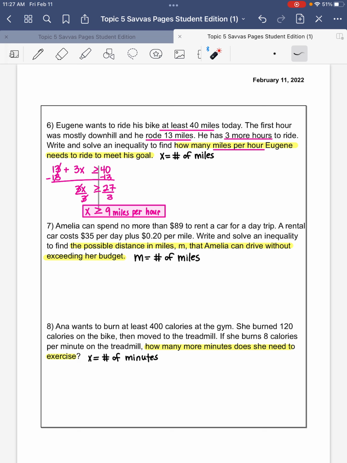So what else is important information? Well, she can spend no more than $89. Can she spend $92? Nope. Can she spend exactly $89? Yes. Can she spend less than $89? Also yes. So I need that to be less than or equal to 89.